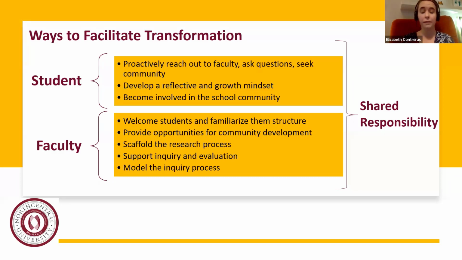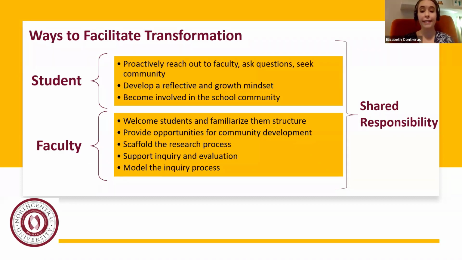And become involved. Get involved in those discussion boards. Go to those sessions that the tutors have where you meet with people and you can talk to people. Be part of the community. Whether it's online or in a brick and mortar school, the more involved you are, the better your experience is going to be. And like I said, the faculty needs to be there to familiarize students with the structure and provide opportunities for community development.